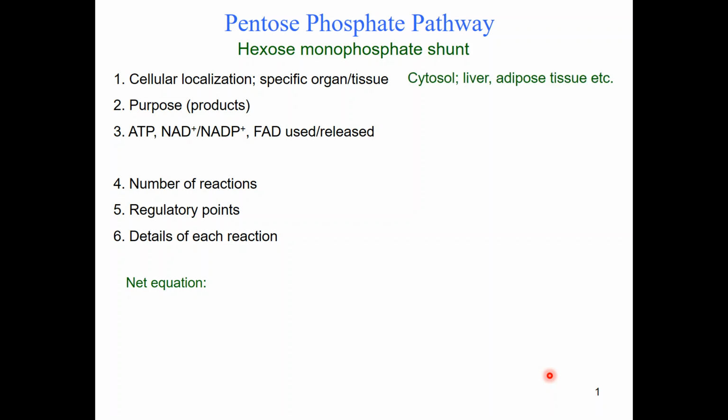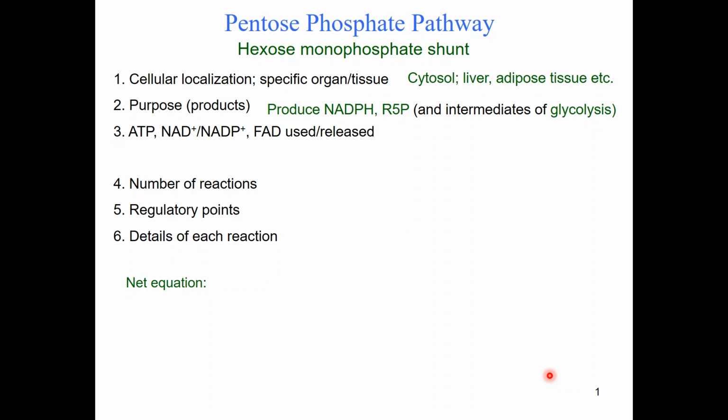it operates in the cytosol of cells of different tissues, for example, liver and adipose tissue. The purpose of this pathway is to produce NADPH and ribose 5-phosphate in order to supply those reagents for anabolic reactions. And ribose 5-phosphate, as we will see, is needed specifically for nucleotide biosynthesis. As side products, we can consider intermediates of glycolysis, which will also be products of the pentose phosphate pathway under a certain mode of the pathway.